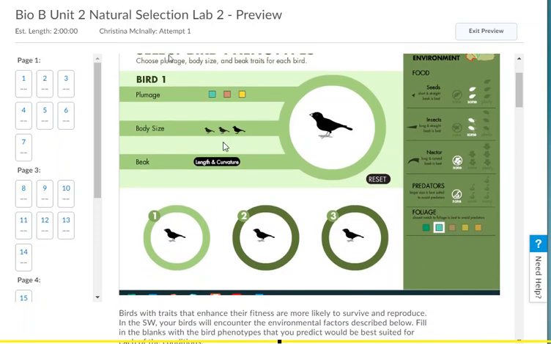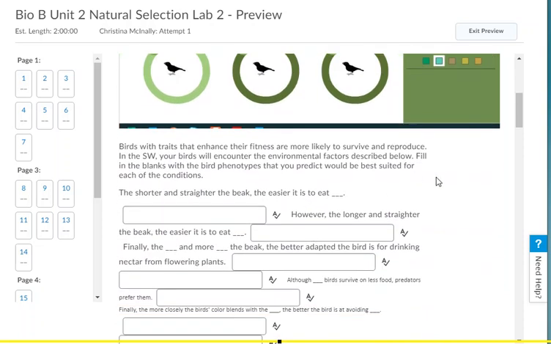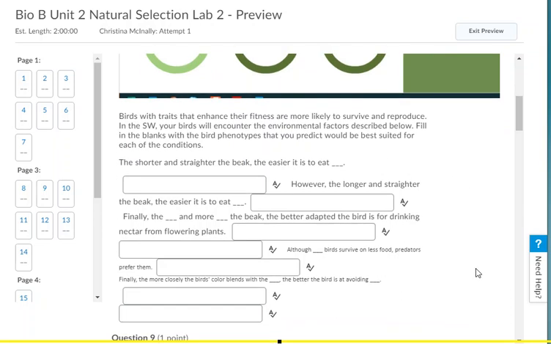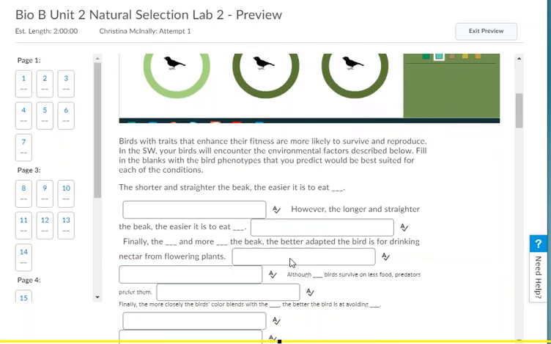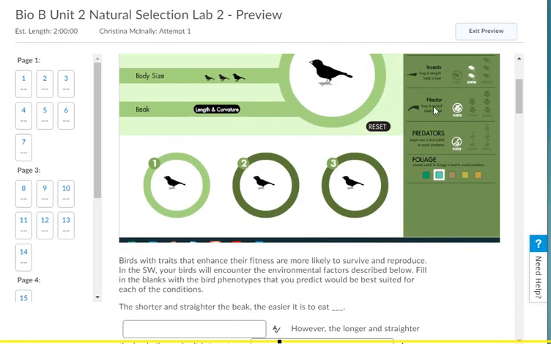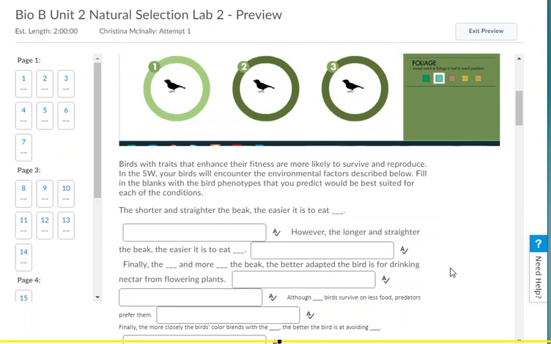All right, and then we were supposed to predict which type of bird population would be the best fit. It says, fill in the blanks with the bird phenotypes that you would predict would be best suited. So the shorter and straighter the beak, the easier it is to eat what? Well, go up here. What does it say? Seeds. Boom. There's your answer. However, the longer and straighter the beak, the easier it is to eat what? Insects. Long and straight beak is best. Boom. There's your answer. So insects, one word.